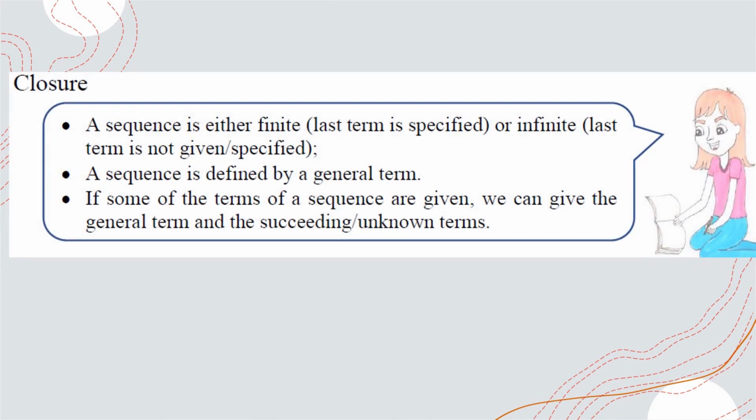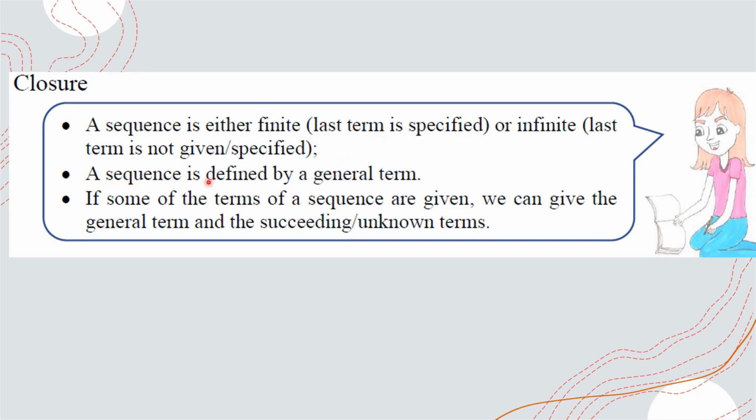Okay, dito na tayo sa closure. A sequence is either finite, last term is specified, or infinite, last term is not given or specified. So, sabi natin kanina, pagka finite sequence, merong last term. Pagka infinite sequence, hindi naka-specify yung last term natin. Hindi niya sinabi kung ano yung last term. Finite, may katapusan. Infinite, walang katapusan.